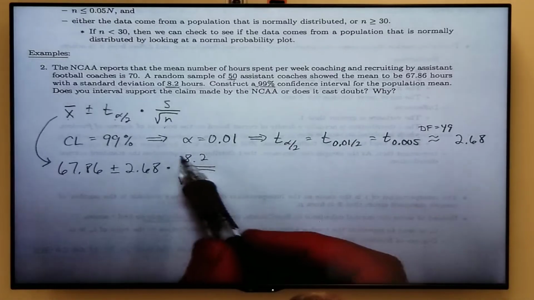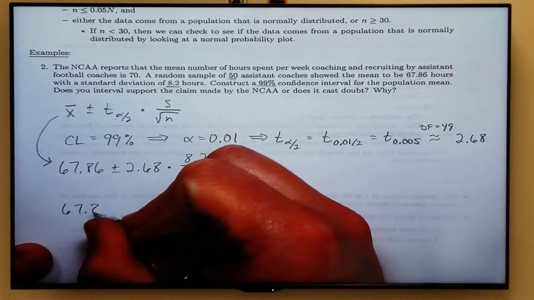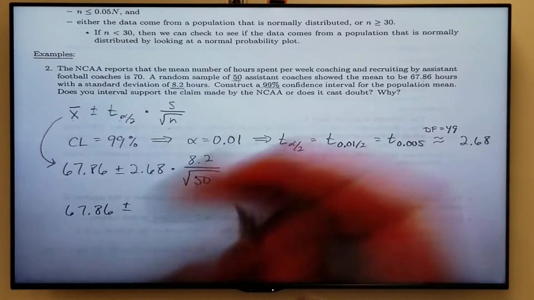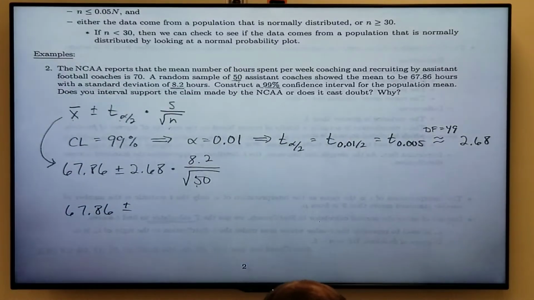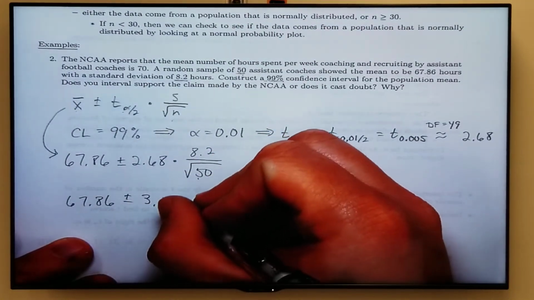Okay, so I'm going to punch this stuff into my calculator and write down the answer in a second step. So I'm going to have 67.86 plus or minus 2.68 times 8.2 divided by square root of 50. That comes out to about 3.11.